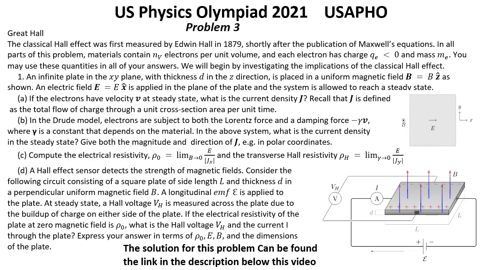If the electrical resistivity of the plate at zero magnetic field is ρ0, what is the Hall voltage VH and the current I through the plate? Express your answer in terms of ρ0, E, B and the dimensions of the plate.